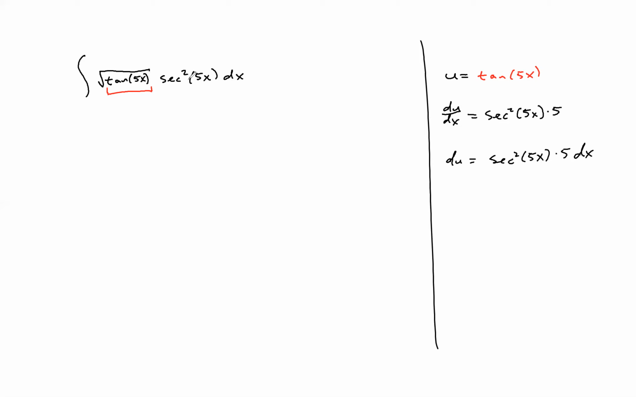The only thing that doesn't match here is this 5. So I want to get rid of that 5, and I can do that pretty easily if I divide both sides by 5. So secant squared of 5x dx. If I'm dividing both sides by 5, this 5 is gone from the right-hand side, but I have a 1/5 du on the left-hand side.